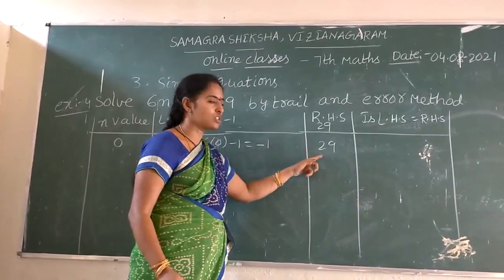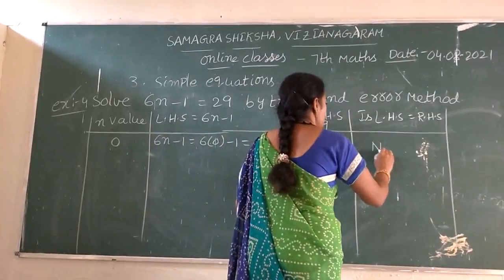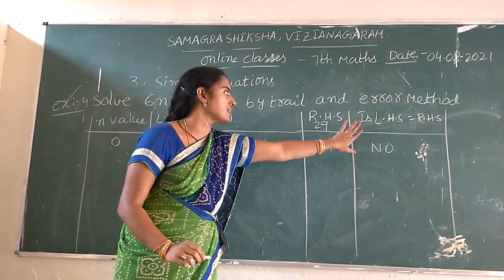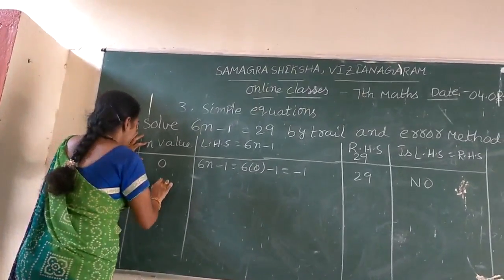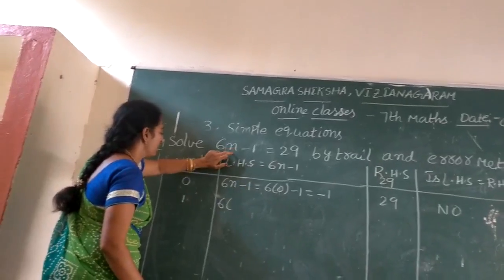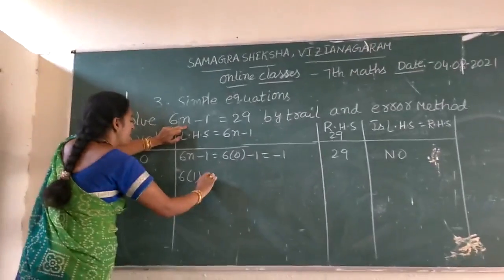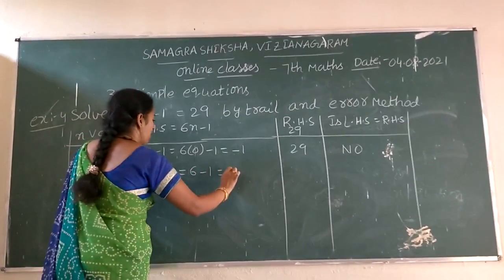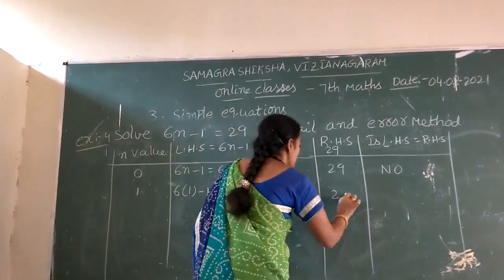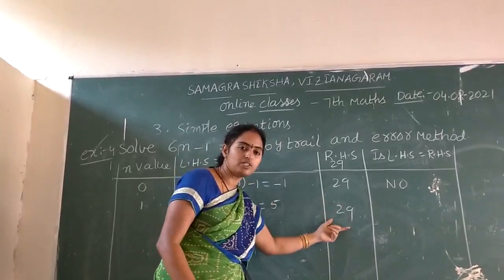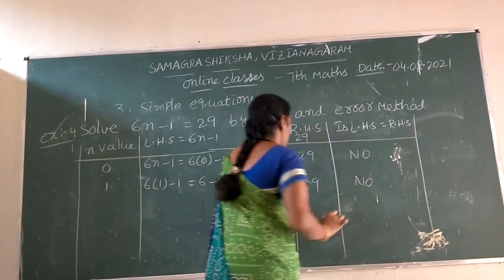Is LHS equal to RHS? No. LHS is minus 1 and RHS is 29. So here LHS is not equal to RHS. Next we take another value, 1. Substituting n equal to 1 in LHS, we get 6 into 1 minus 1. 6 ones are 6, minus 1 will become 5. RHS is 29. LHS is 5, RHS is 29. Is LHS equal to RHS? No. LHS is not equal to RHS.